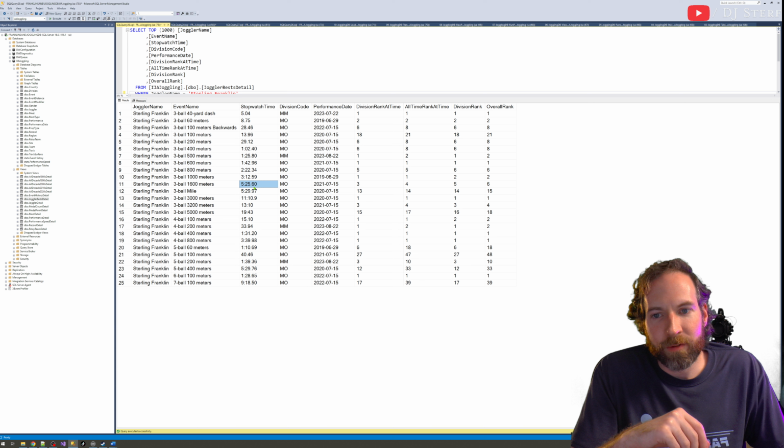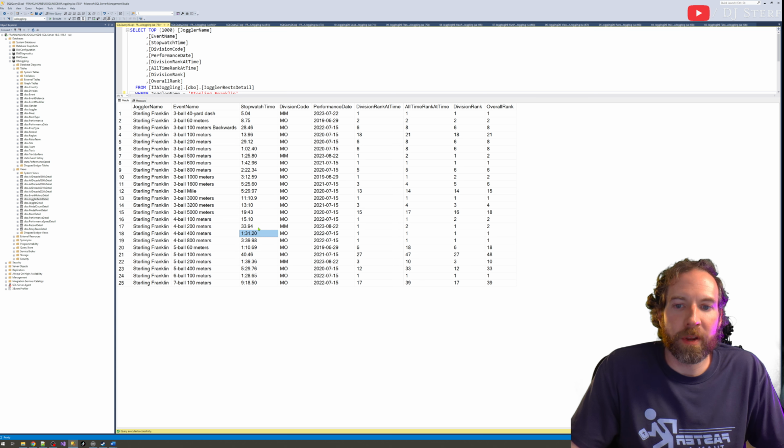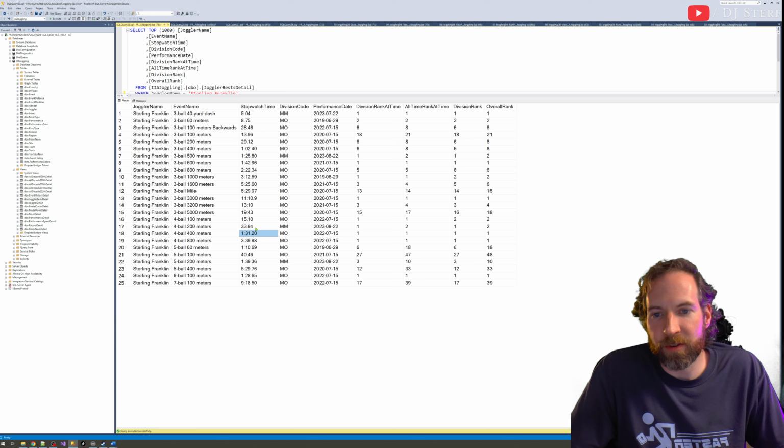525, I could improve that for the 1600. My 3K was fine at 11:10, but I need to train for that specifically. My 4-ball times are good. My 4-ball 400 meter is faster now. This year I put up a faster time there.